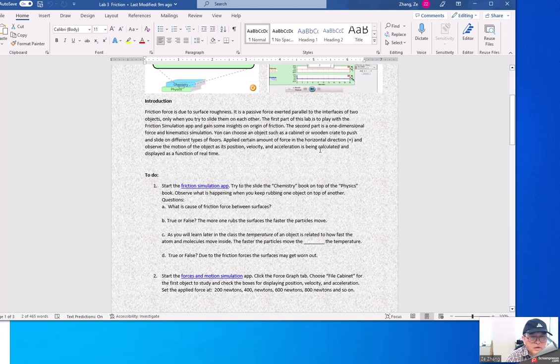Then you need to answer these questions about friction. What is the cause of a friction force between surfaces? Because of the roughness of the surface, true or false? I don't want to give you the answer. As you learn later in the class, the temperature of an object is related to how fast the atoms or molecules move inside. The faster the particles move, the what? Okay, fill in the blank.